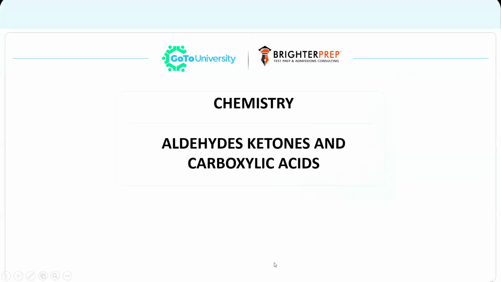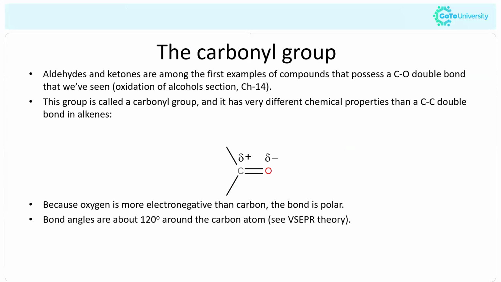So let us start now with the topics from the chapter: Aldehydes, ketones, and carboxylic acids. First of all, we have to know what these three types of compounds are. All three compounds contain the carbonyl group. The carbonyl group is the C=O group which is present in aldehydes, ketones and carboxylic acids.